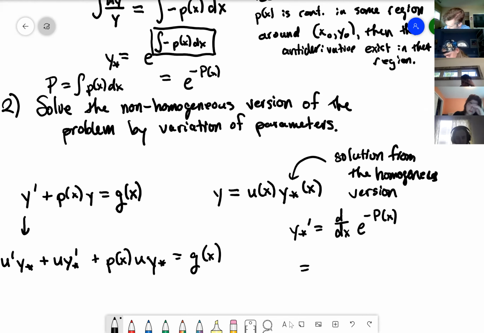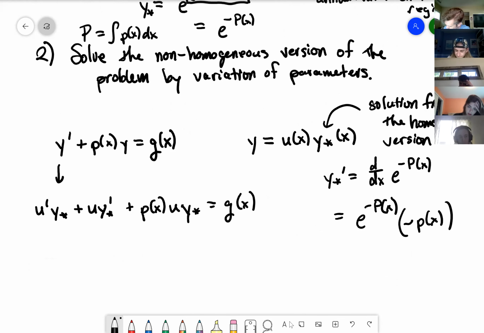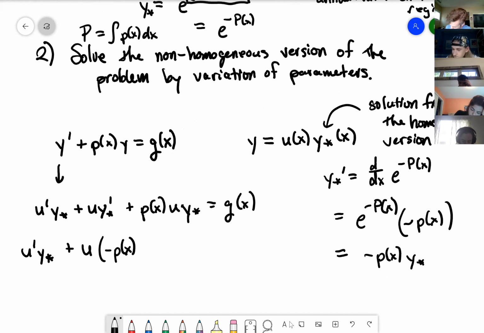And so that is, of course, e to the minus P of x all over again times the derivative of what's on top, which is minus p of x. And so that is just y star, right, the minus p of x times y star. So when we plug that in over here, what do we get? We get u prime y star plus u times minus p of x y star plus p of x u y star is equal to q of x.